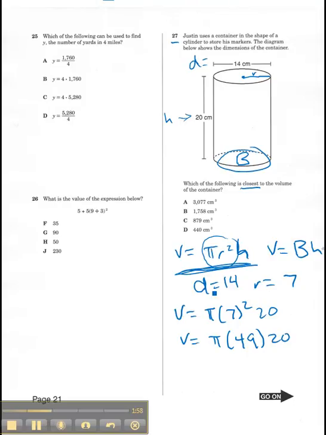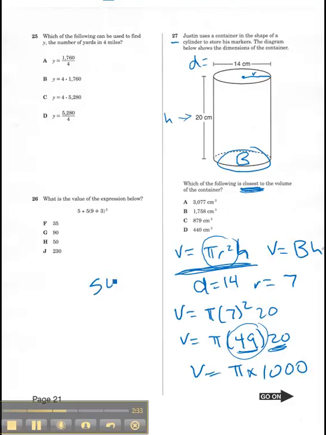Now, I know in PEMDAS we go from left to right, but since for multiplying these all together, all we have is multiplication, we could look first at these two and make this a little easier on ourselves because, like I said in the beginning, we're trying to find which of the following is closest to the volume. And so we can approximate and use 50 right here. 50 times 20 would be 1,000. So V equals pi times 1,000.